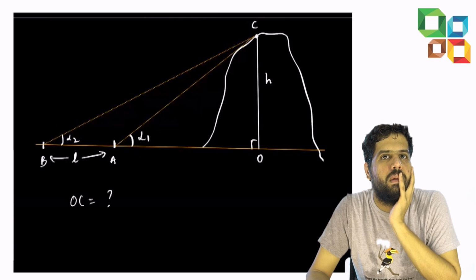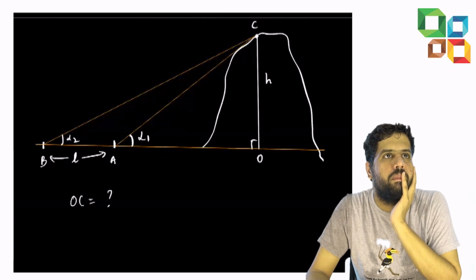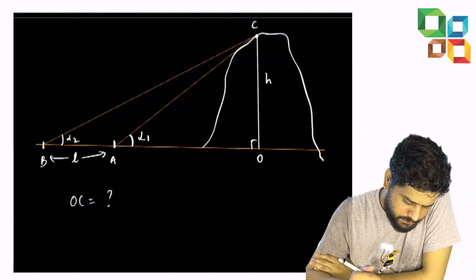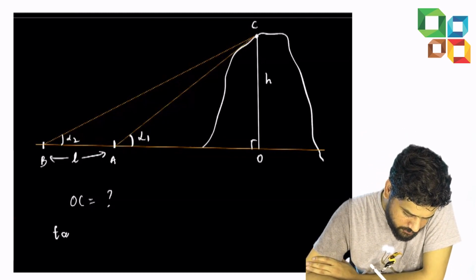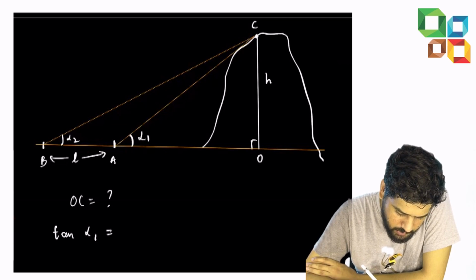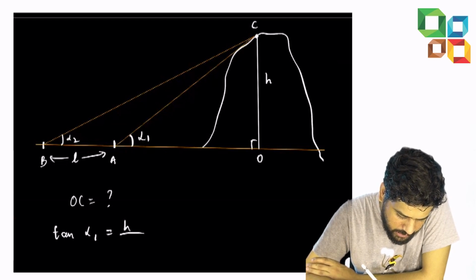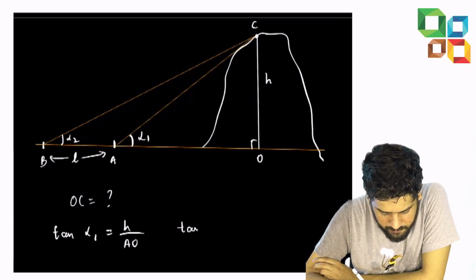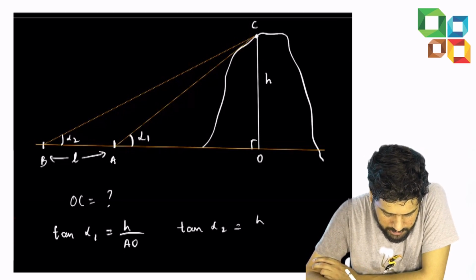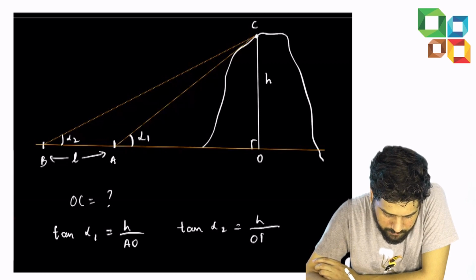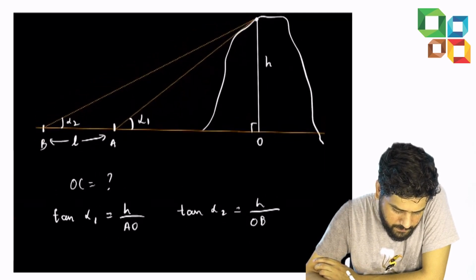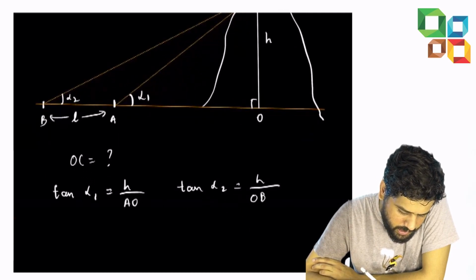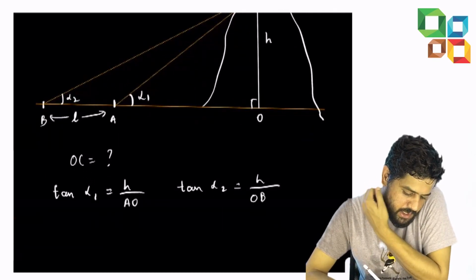Could we do it like the tan? We know the angle, so tan of alpha 1 is equal to H divided by AO. Similarly, tan of alpha 2 will be H divided by OB, which is AO plus L. Okay. So to get, what do we need? We need H, right? How do we do that?